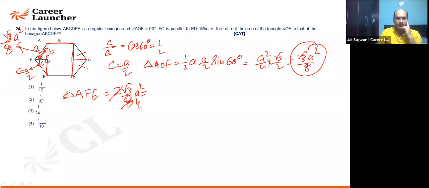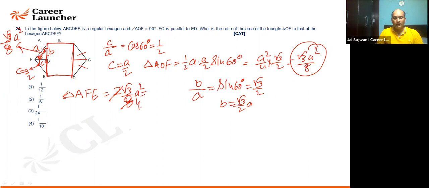Can I say this is a rectangle whose area I can find easily? How much is B? I can say B upon hypotenuse is sine 60, which is root 3 by 2. So B's value comes out to be root 3 by 2 A. Fine. So what is the area of ABDE? Rectangle, you can say. This is B, so 2B is root 3 A, into this is A. This is root 3 A square. I believe it is clear.